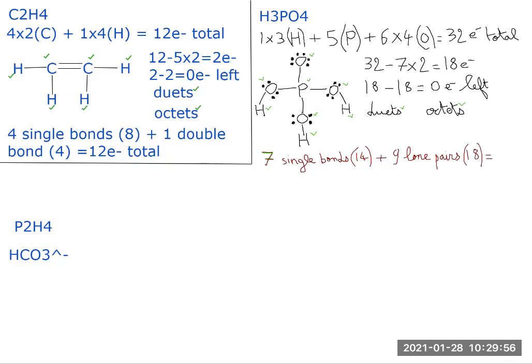So 14 plus 18, that's 32, and that's exactly 32 electrons. And so that confirms that we have the correct total number of valence electrons in that structure. So that shows that this structure is the correct structure for phosphoric acid.